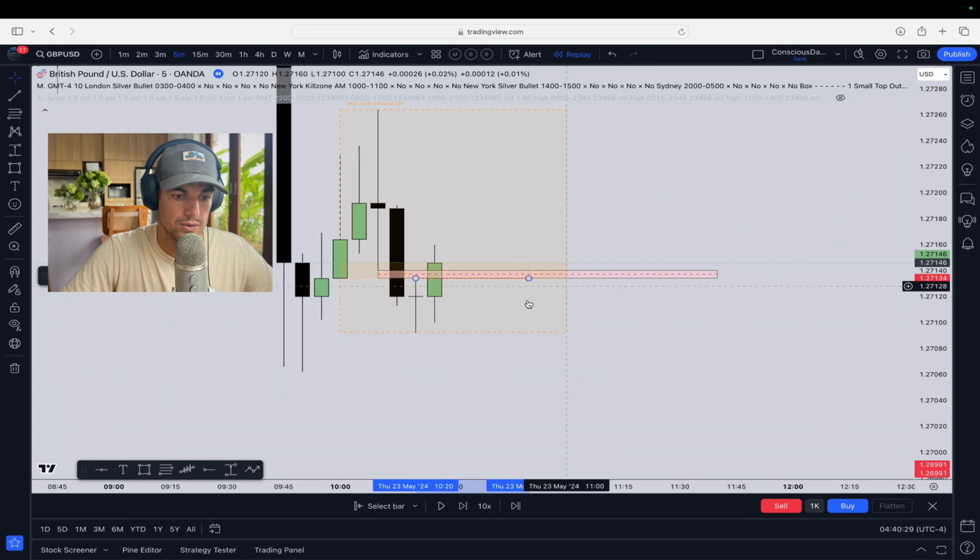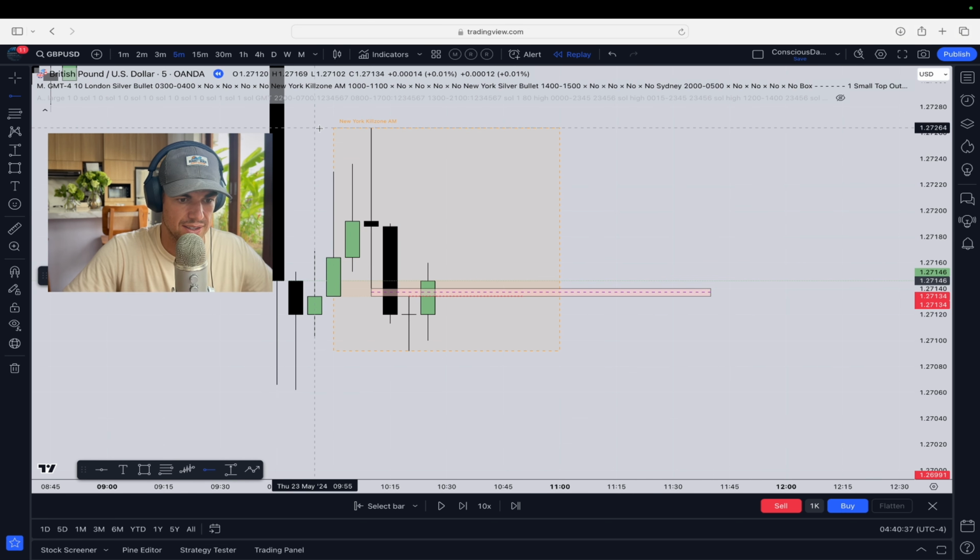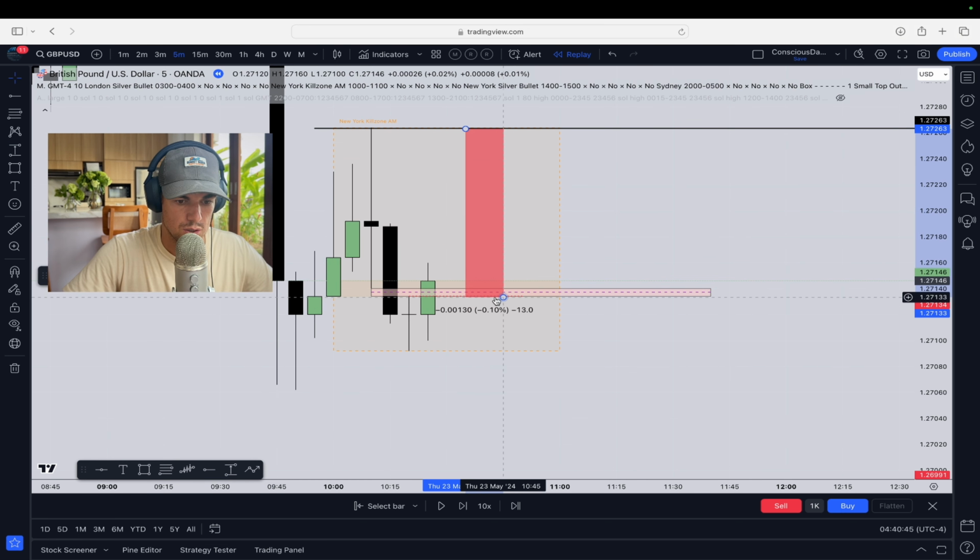Our first candle is going to be this one. The second one is this. Third one is this. Now our stop is going to be all the way up there. So let's see how much we have to make this a good trade. That's going to be 12 pips.